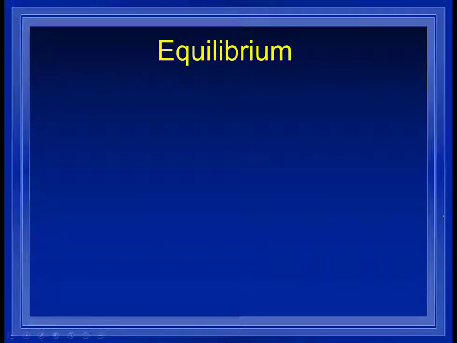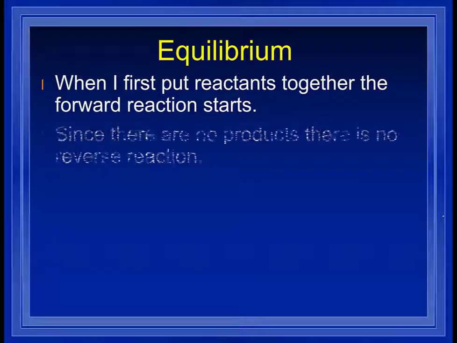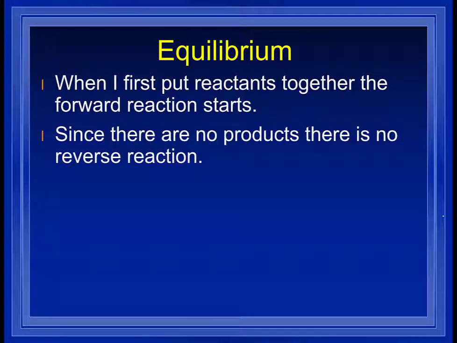Okay. And if there's a reversible reaction, eventually you will reach equilibrium. So let's look at those rates and see what's happening. When I first put the reactants together, the reactants are going to run into each other. And if they run into each other, they have a chance of colliding hard enough to make a product. And so the forward reaction is going to start, but there's not going to be a reverse reaction.